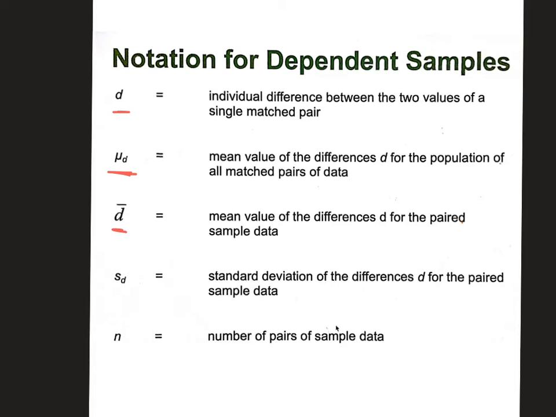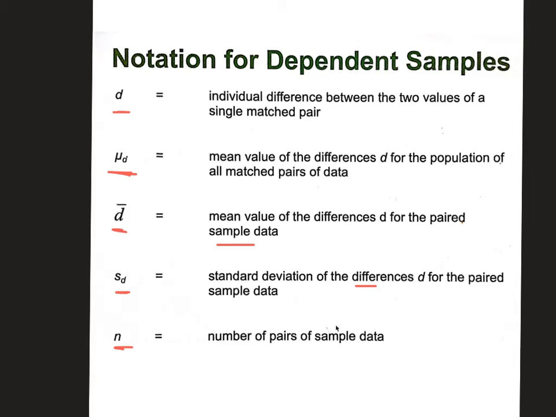Remember the little bar on top, d bar, was pooled earlier. It was like when we did the proportions, it was the pooled p, P-O-O-L-E-D. This is the mean value of the differences for the paired sample data, so that's pooled together. Little s is the standard deviation of the differences of the paired data, and n is how many pairs there are. N is always sample size, in this case, how many pairs there are. Make sure you get that down.